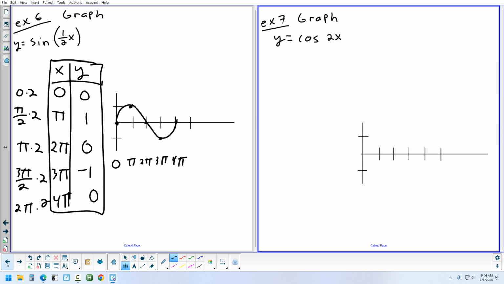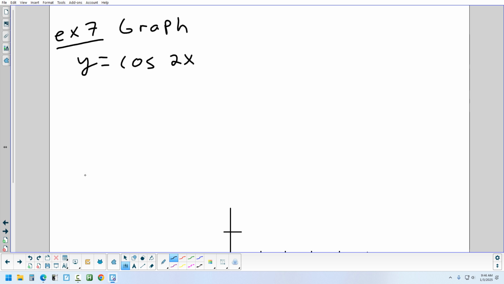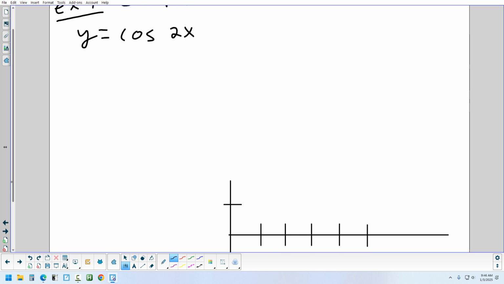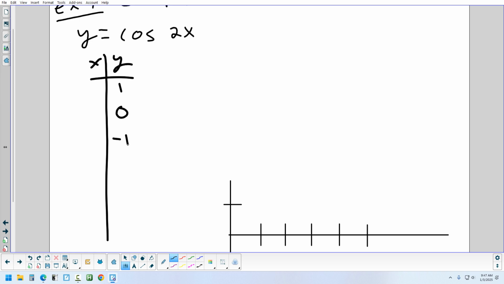We'll try 1 or 2 more, and that'll be it. Cosine 2x. All right, first, what's going to stay the same? The y's. And can somebody tell me my y's for cosine? Lynn? 1, 0, -1, 0, 1. Yep, perfect. Put my original x's off to the side.